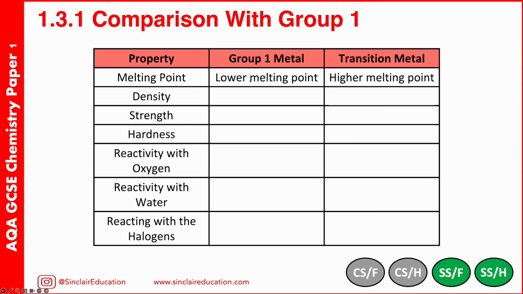Group 1 have much lower melting points than transition metals. The transition metals are much denser, and they are stronger, and they are also harder.